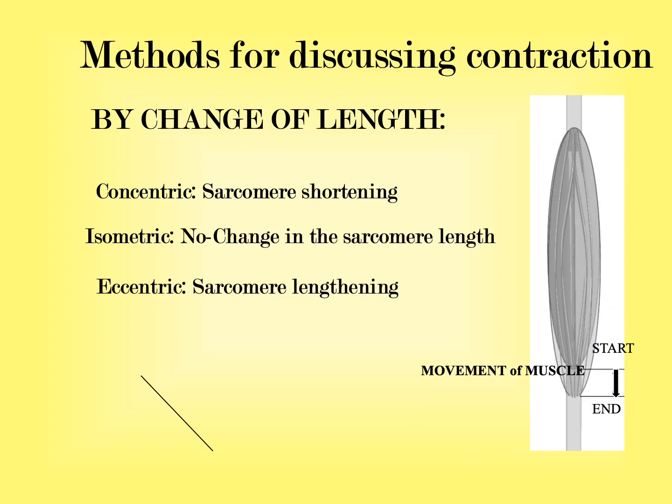And then lastly, we have eccentric. In eccentric, we have movement of the muscle where the muscle is lengthening in terms of the sarcomere lengthening, in which the end point is further distal than the start point, or the start point is proximal to the end point.